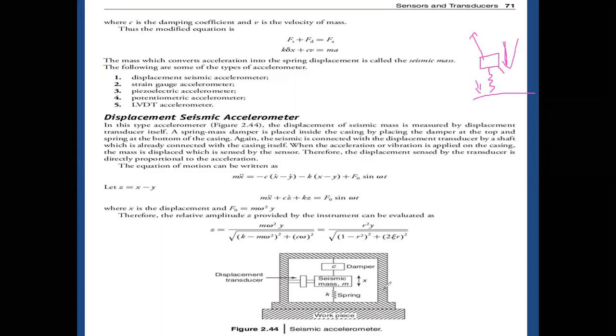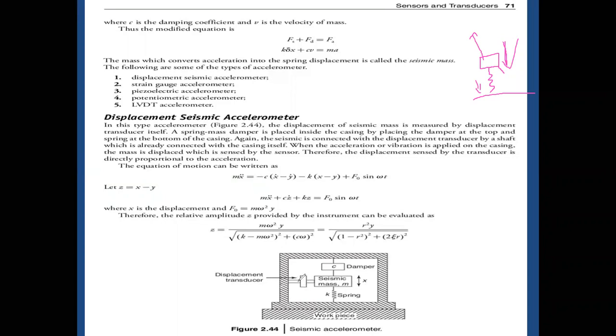So we have a workpiece here. Over the workpiece, we mount a casing. In the casing itself, we have a seismic mass, which is supported by 2 elements: the bottom one is the spring, and the top one is the damper. With these 2 elements, the mass is balanced. The seismic mass is connected to a transducer here, and this transducer is connected to the casing.